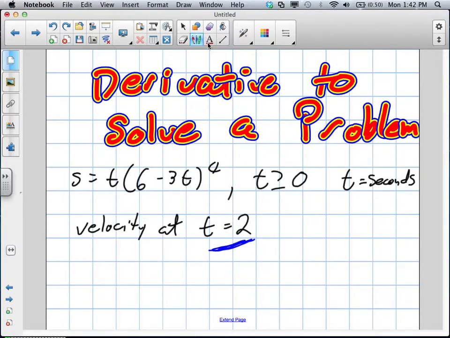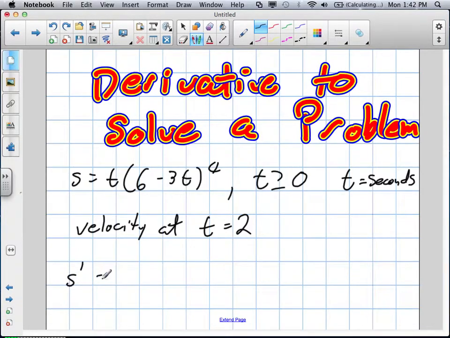Well, in order to solve that, we need to find the derivative of it. So we have s, we need to find s prime. Now I want to draw your attention to this. Technically there are two functions here. Think of this like f at x, and this other part here as g at x. And not only is it g at x, but it's g at x raised to the power of 4. So we're going to have to apply quite a few rules to this.